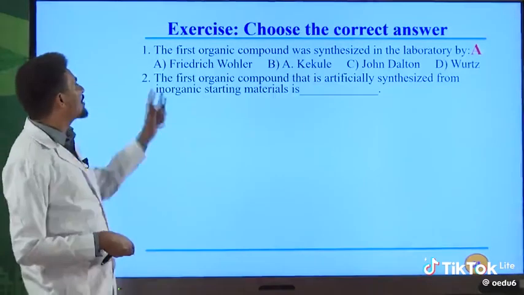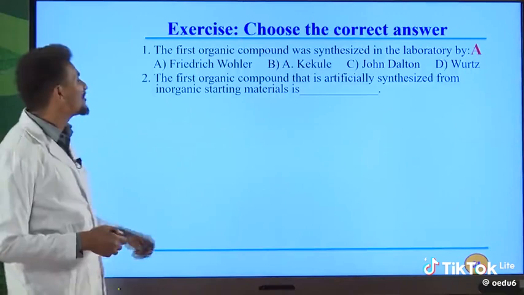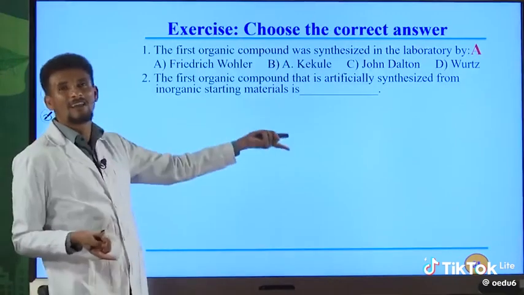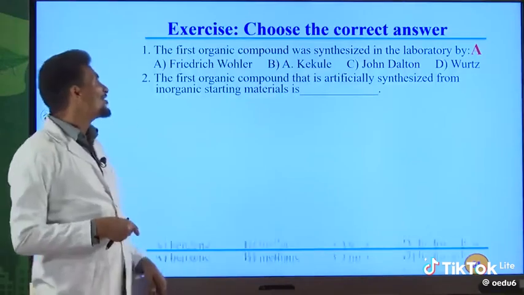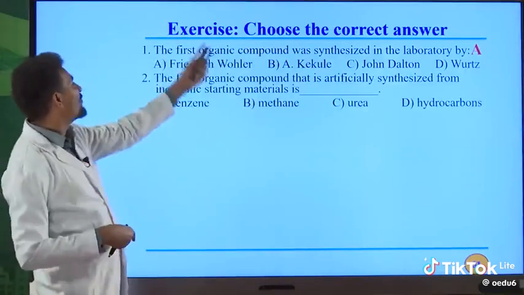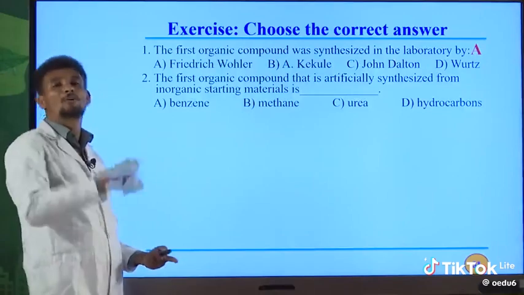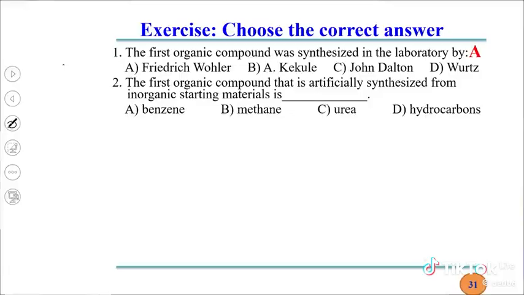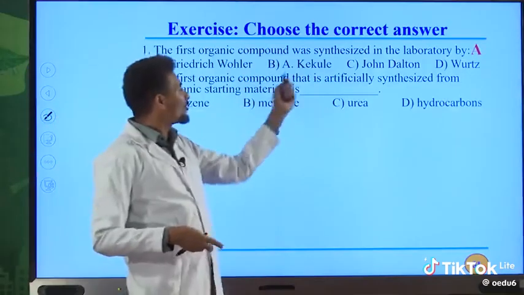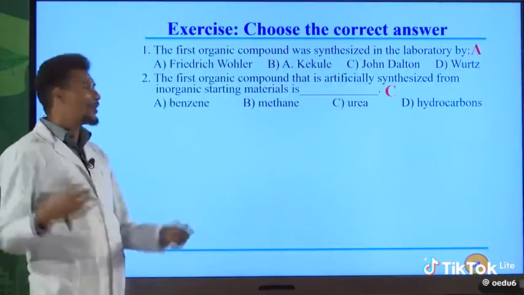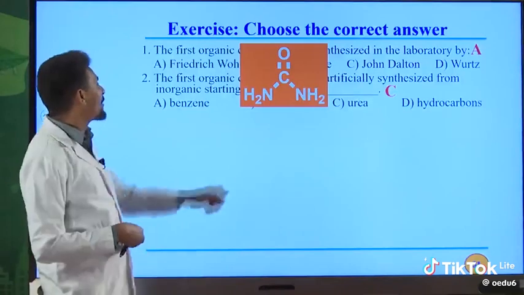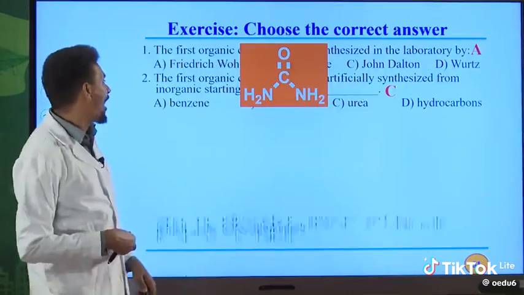Question number 2. The first organic compound that is artificially synthesized from inorganic starting material is what? Urea. Urea is the first organic compound synthesized in the laboratory by Frederick Wöhler from an inorganic compound. What is that inorganic compound? Ammonium cyanide. The correct answer for this question is C. Urea is the first organic compound synthesized in the laboratory, and this is the structure for urea.